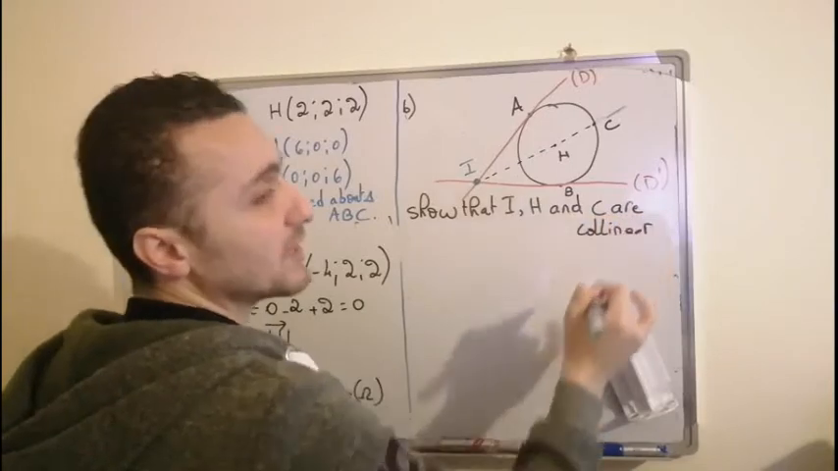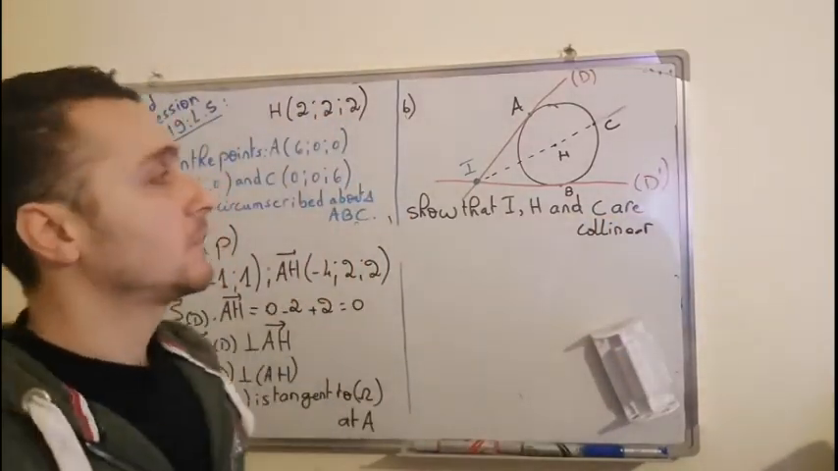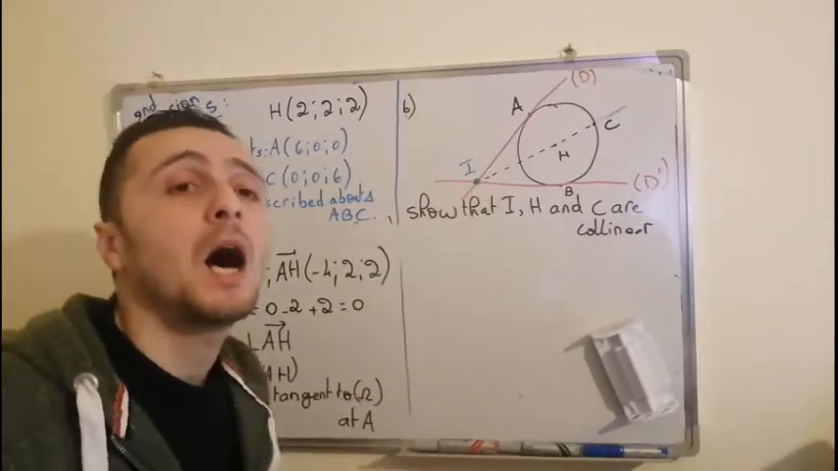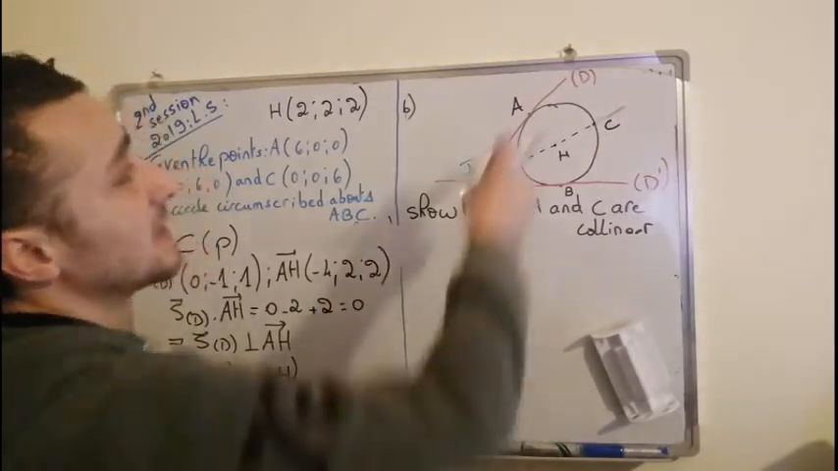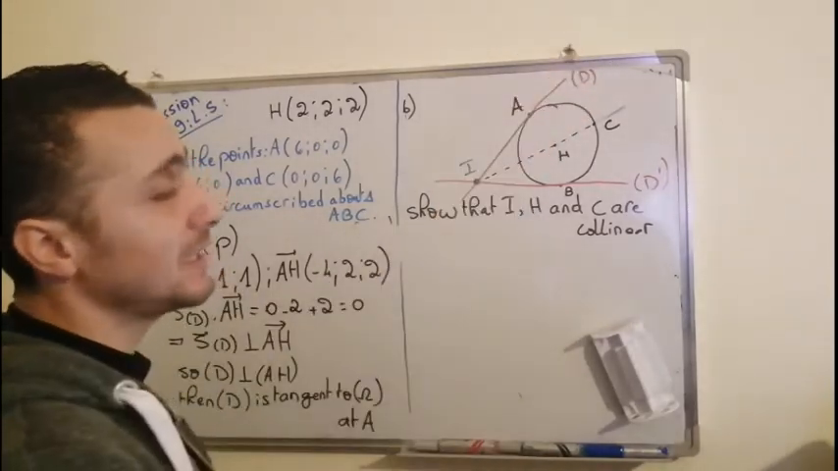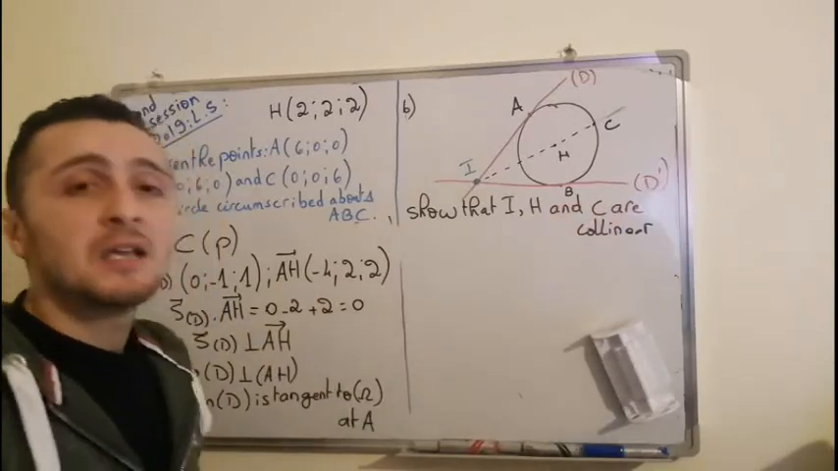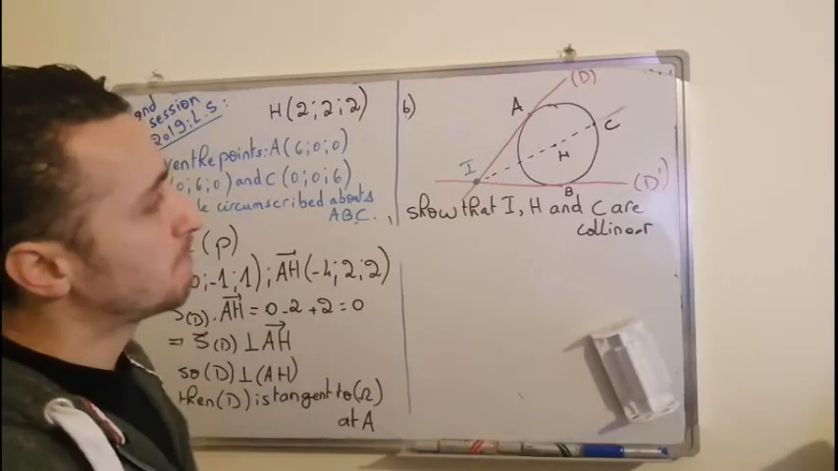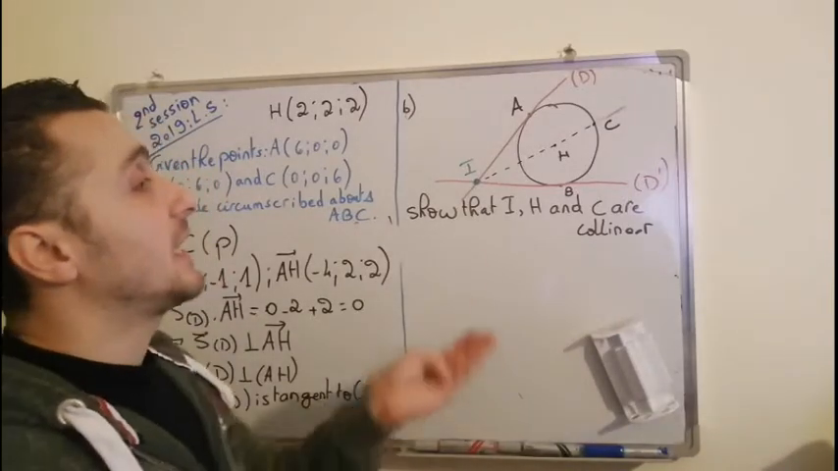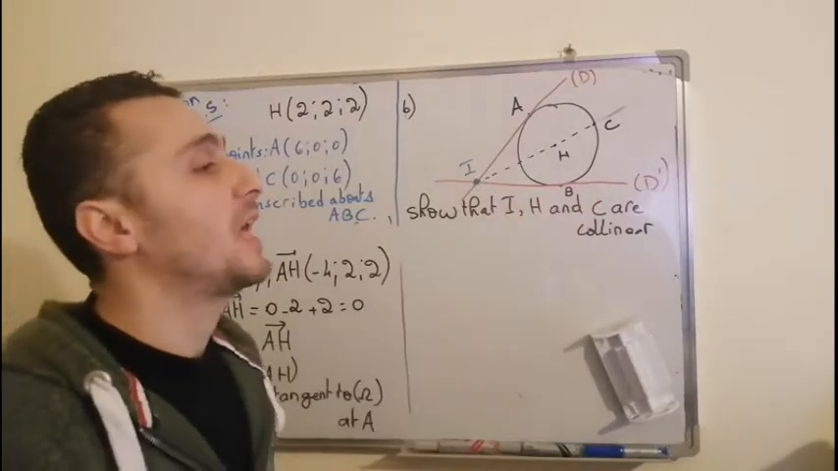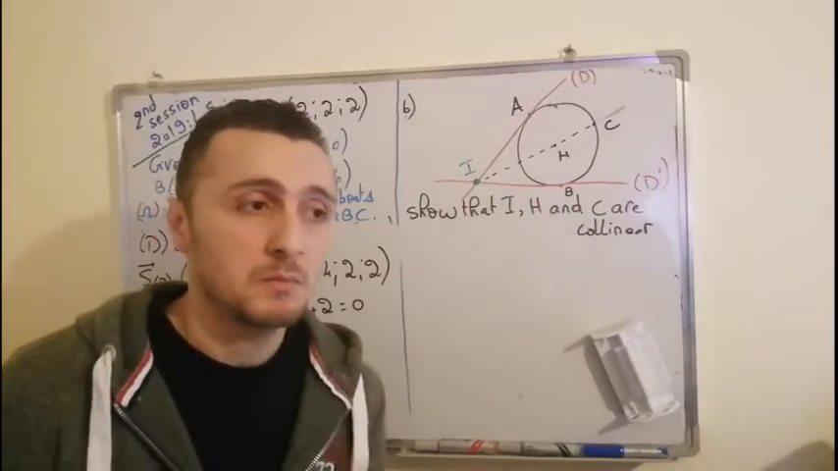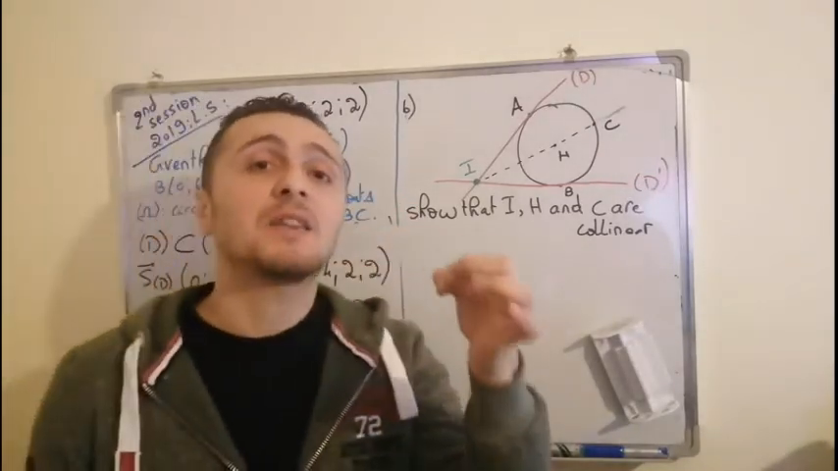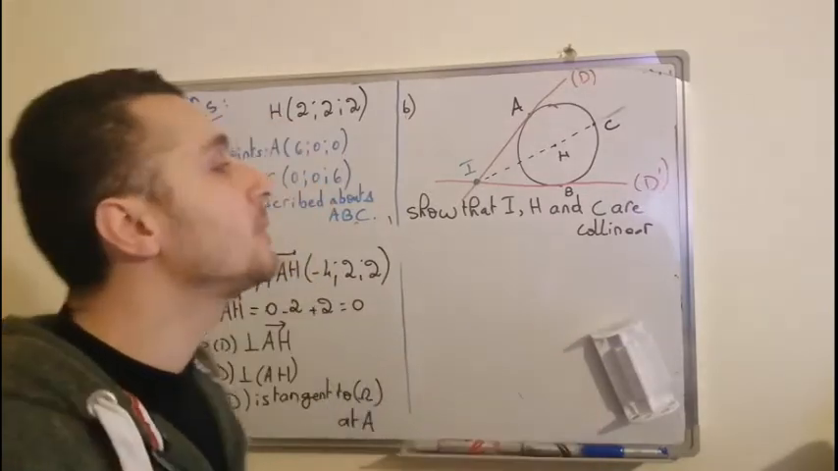To prove that these points are collinear, we have to calculate the coordinates of point I. Point I represents the intersection between the line D, the first tangent, and the line D prime, the second tangent. But we don't have the Cartesian equation of the second tangent D prime. So the first step is to write the Cartesian equation of the straight line D prime.